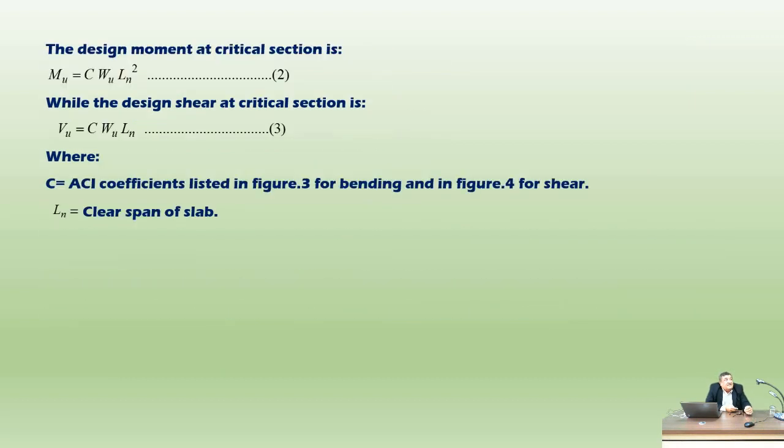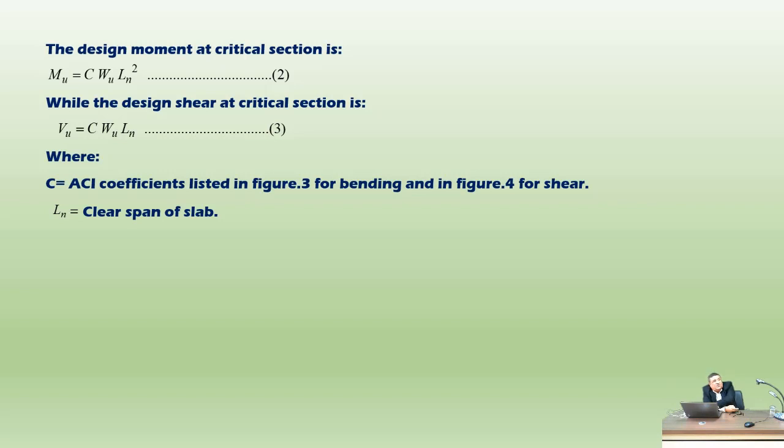The design moment according to ACI coefficient method at the critical section is M_U equals C W_U L_n squared, while the design shear at the critical section is V_U equals C W_U L_n, where C equals ACI coefficient listed in figure 3 for bending and figure 4 for shear.